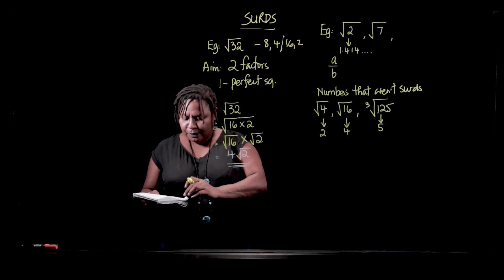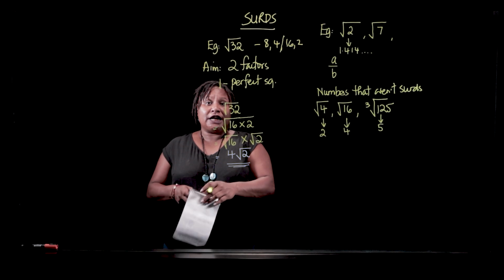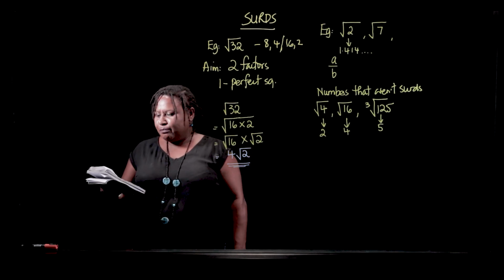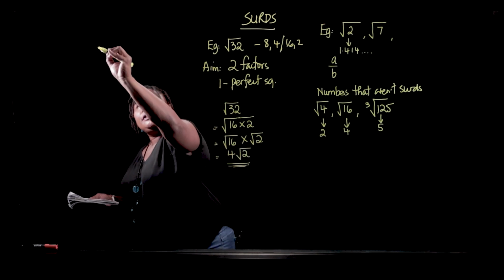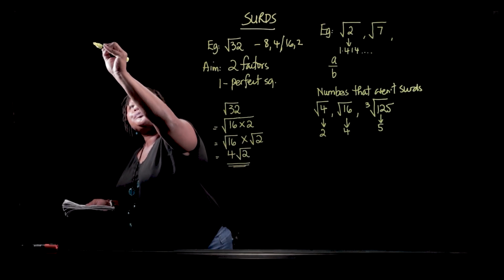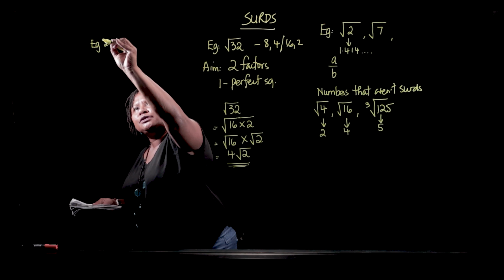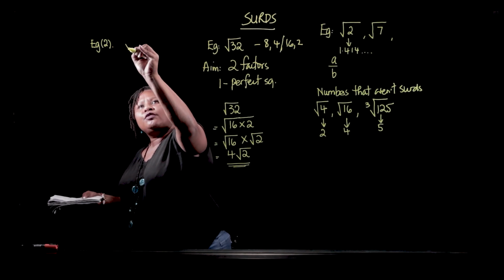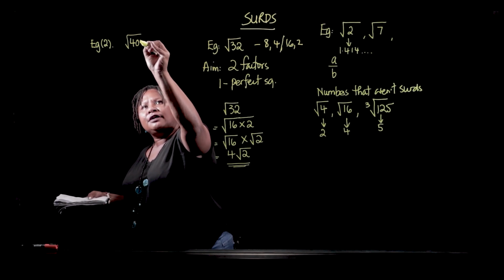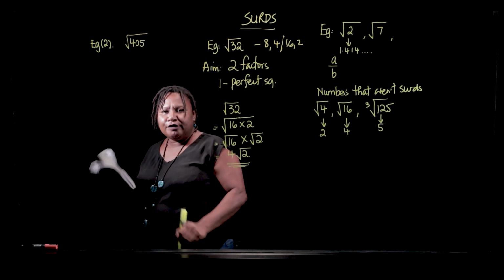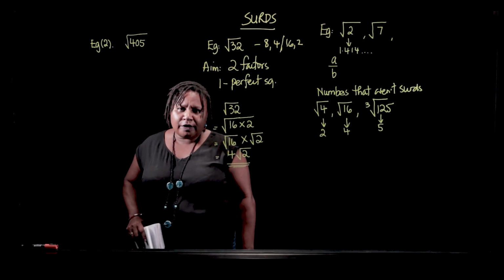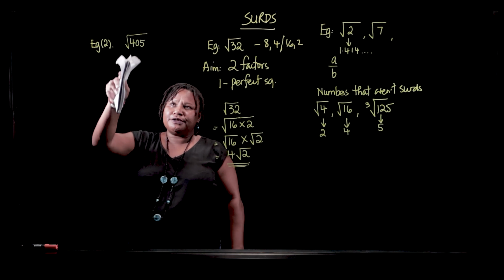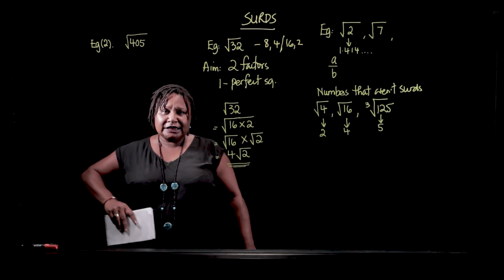All right, now let's try out another example. This time let's get a bigger number and see how we can simplify this number. All right, example number 2. We have square root of 405. And I repeat here, the aim is to find the highest square number so that reducing of this radical here will be made easier.